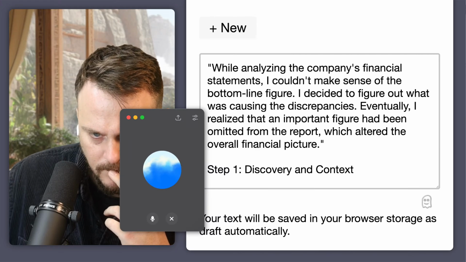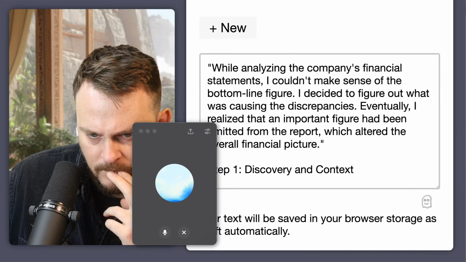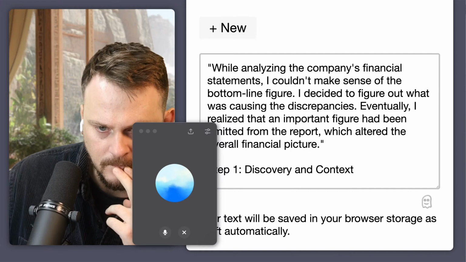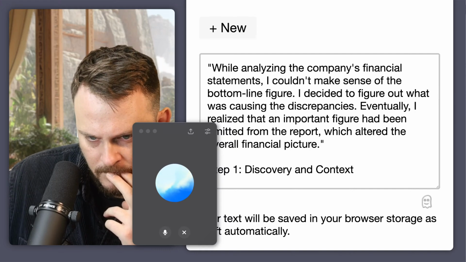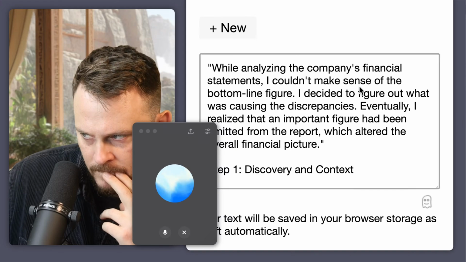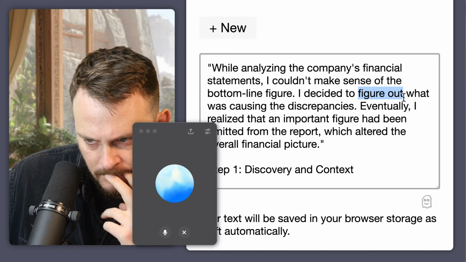Great analysis. You're on the right track. In this context, figure indeed refers to a number or statistic. The bottom line figure is the final, most important number in a financial statement, usually indicating net profit or loss. Figure out means to solve or understand something. And the third figure also refers to a numerical value or statistic that was left out, altering the financial understanding.